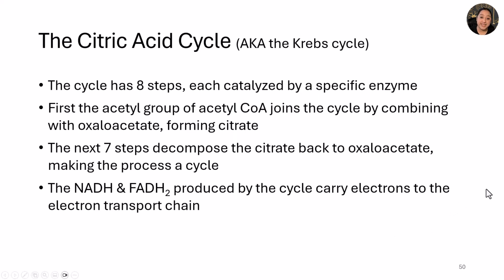So the cycle has 8 steps, and each one is catalyzed by a specific enzyme. The first step is that the acetyl group of acetyl-CoA joins the cycle by combining with another molecule called oxaloacetate. When they combine, it forms a molecule called citrate. And then the next 7 steps continue decomposing the citrate back to oxaloacetate, making the whole process a cycle.